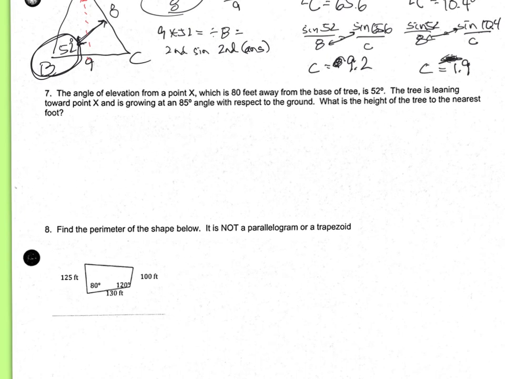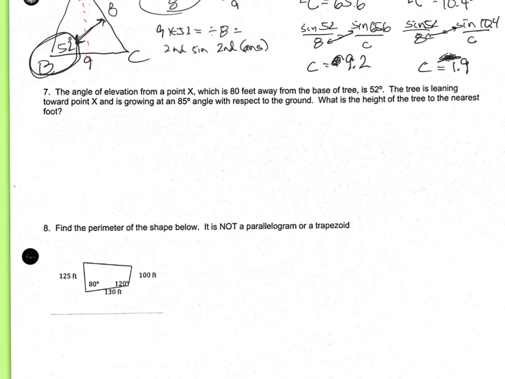Ooh, number 7. A little throwback from geometry, angle of elevation. Angle of elevation from point X. Okay, point X, 80 feet away from the base of the tree. Here's my tree. I'll even make it green. Tree. There we go. It's a good tree. Now, angle of elevation, what that means is you go from straight out to up. So this is your angle of elevation in that space right there. So from X straight up to the tree is 52 degrees. And then this is your 80 feet.